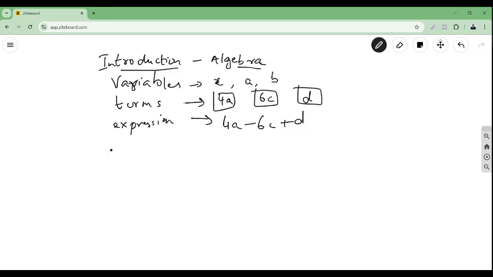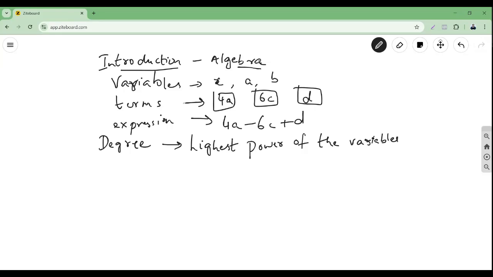Now we will learn something called a degree. Okay, what is a degree? Degree means it is the highest power of the variables. Okay, highest power of the variable. And then what does that mean?